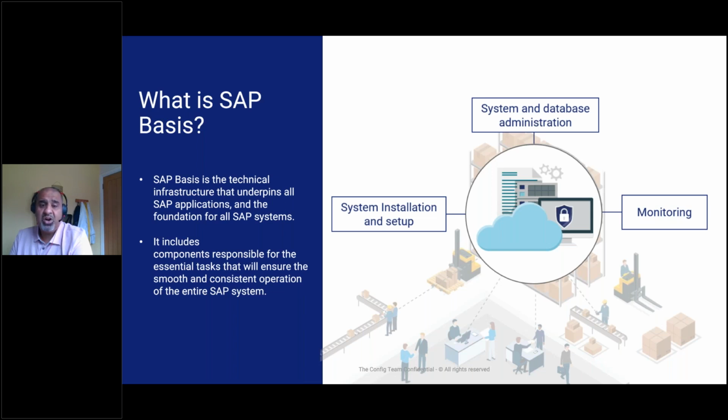If SAP was a car, the engine would be considered the Basis component. You can have a really good looking car, the best entertainment system, the best set of wheels. However, without a functioning and running engine, you would not be able to drive the car and get anywhere. Without the Basis team, the company's SAP system would struggle to function effectively, impacting the overall productivity and efficiency of the organization.